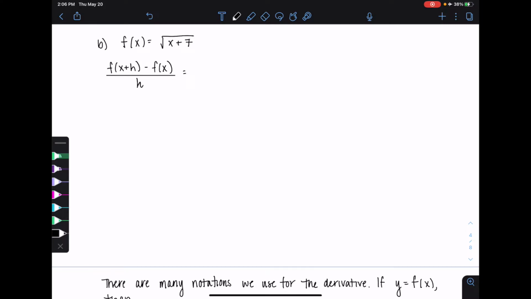We need to simplify this. If I plug in x plus h in here, that's going to give me the square root of x plus h plus 7 minus the square root of x plus 7. And then divided by h. Anytime you go through a formal definition, you want this h in the bottom to disappear. So the trick we have for square roots is you want to multiply by the conjugate.